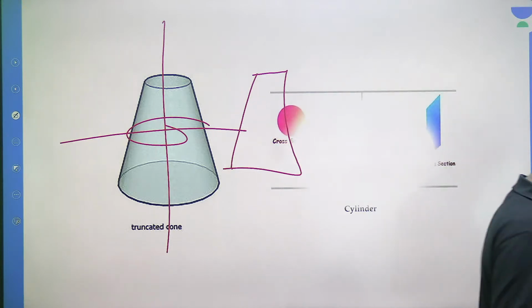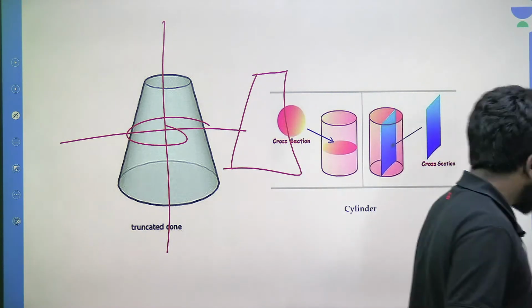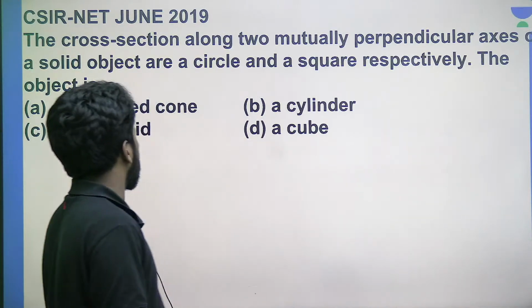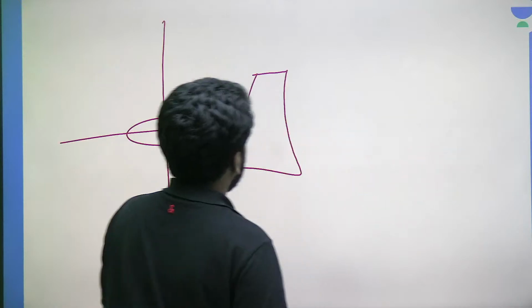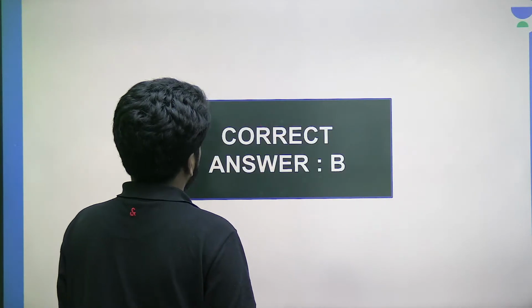Is this clear to everyone? So that is a 3D geometry question. So the only possible answer is option B. If that is clear, let's see another question.